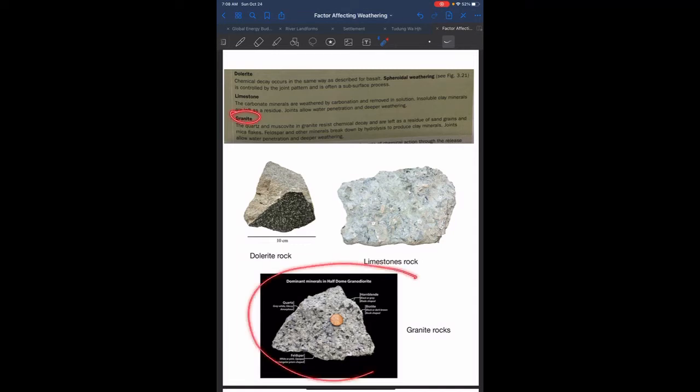Granite. Granite consists of the minerals quartz, feldspar and mica. The quartz and muscovite in granite are resistant to chemical decay and are left as residues of sand grains and mica flakes. But feldspar and other minerals are broken down by the process of hydrolysis to form clay minerals. The presence of joints also allows water to penetrate and deepen the weathering.